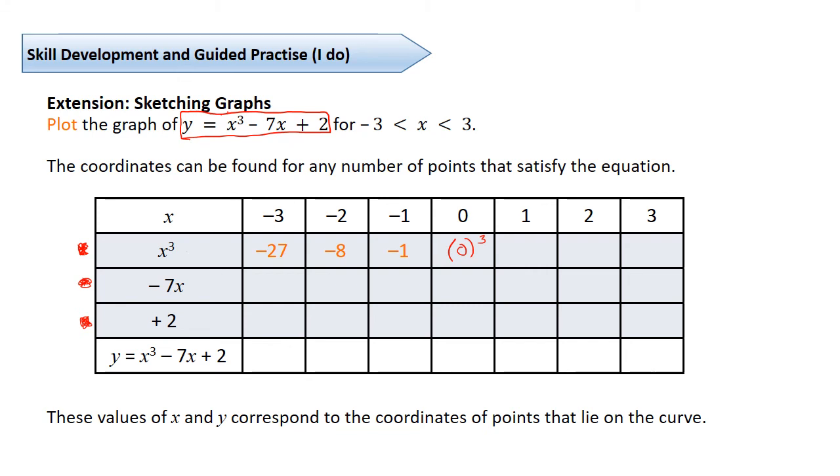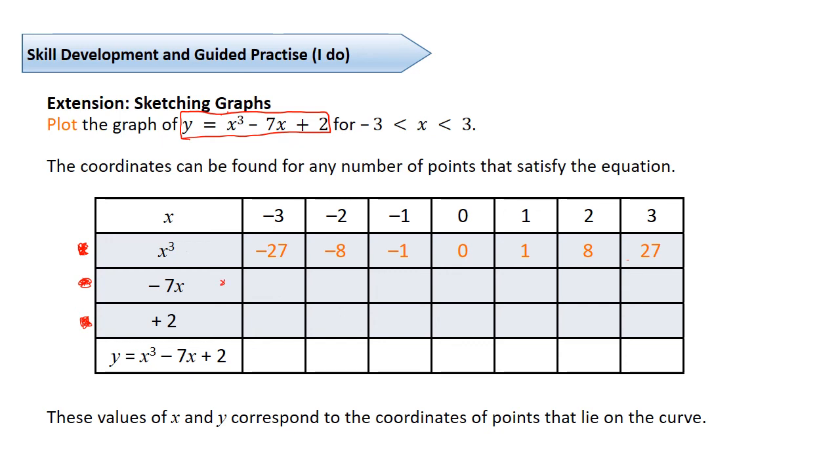0 cubed. 0 times 0 times 0. We should all get this one right. 1 cubed. 1 times 1 times 1. Great. 2 cubed. 2 times 2 times 2 should be 8. And then 3 cubed, 3 times 3 is 9 times 3 more, 27. Fantastic. So we have that row complete.